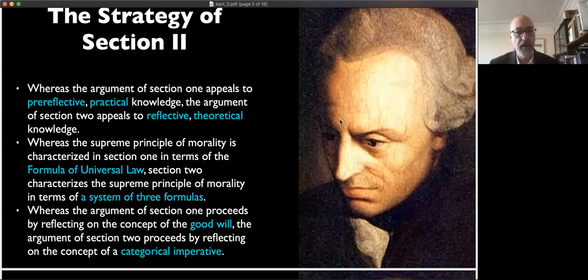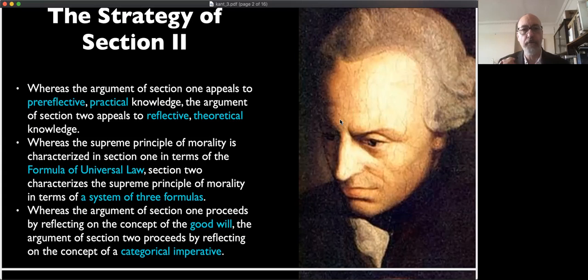Another difference from the first section is that, on the basis of this theoretical knowledge, Kant's able to give us a richer characterization of the supreme principle of morality in terms of a system of three formulas. And again, Kant's conclusion is going to be conditional, namely, if the supreme principle of morality exists, then its content is characterized by this system of three formulas. Now, I've repeated this a number of times, but it's going to be important as we go through. These three formulas represent the same principle. They're three formulations of one principle, and they differ only in representing different aspects of the same principle. This is going to be important in reading the Groundwork.